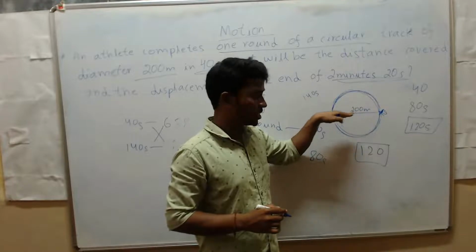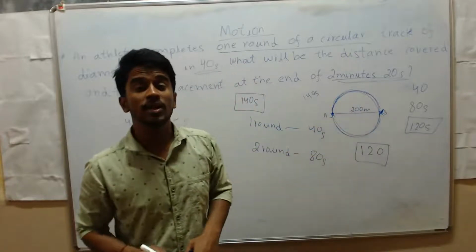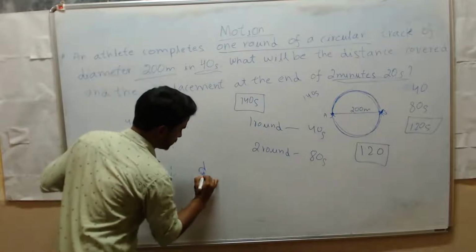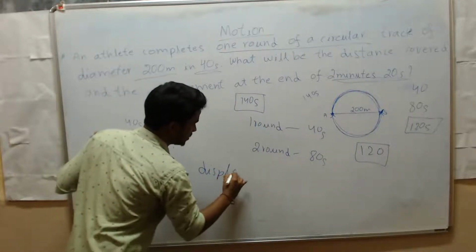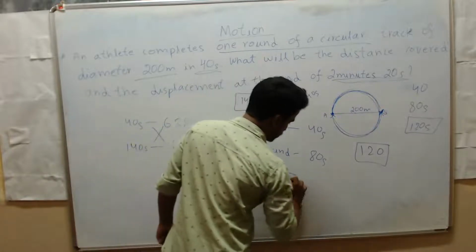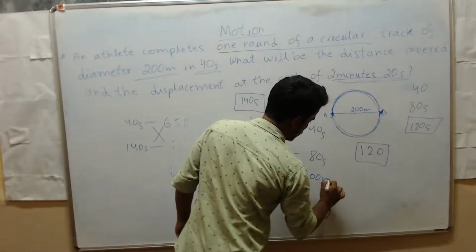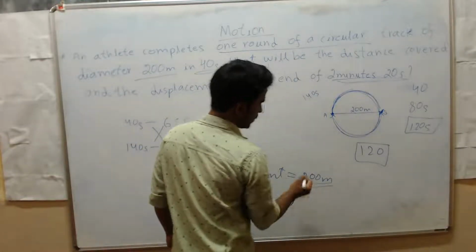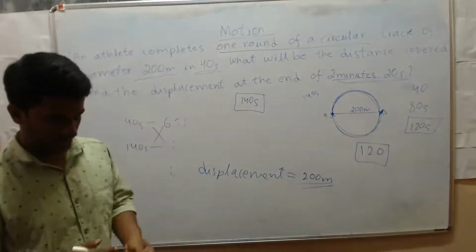So now this shortest path is equal to the diameter of the circle. So that's why displacement is equal to 200 meter. Displacement is equal to 200 meter. Clear?